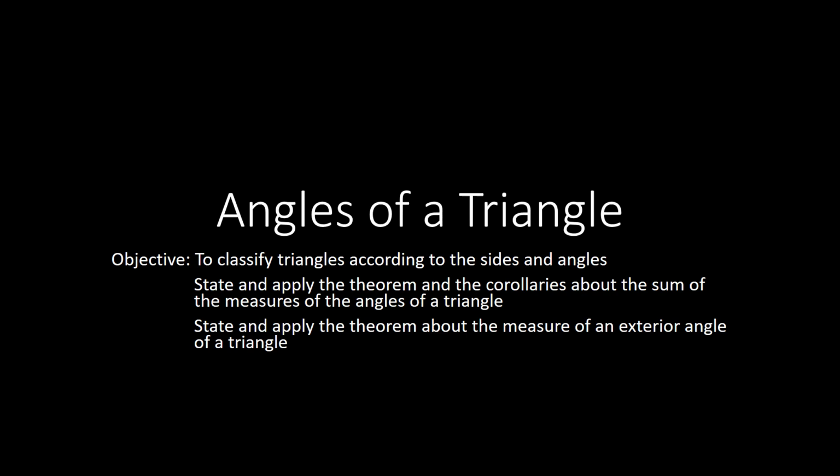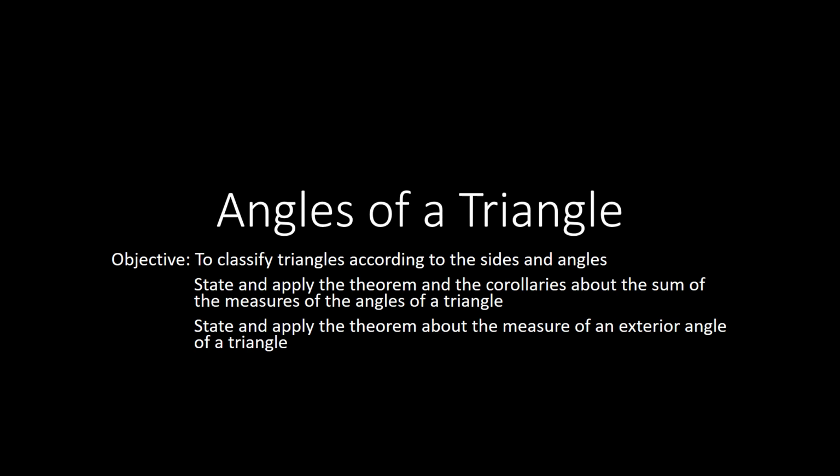In this lesson, we have several objectives. Our objectives are to classify triangles according to the sides and angles, to state and apply the theorem and the corollaries about the sum of the measures of the angles of a triangle, as well as to state and apply the theorem about the measure of an exterior angle of a triangle.